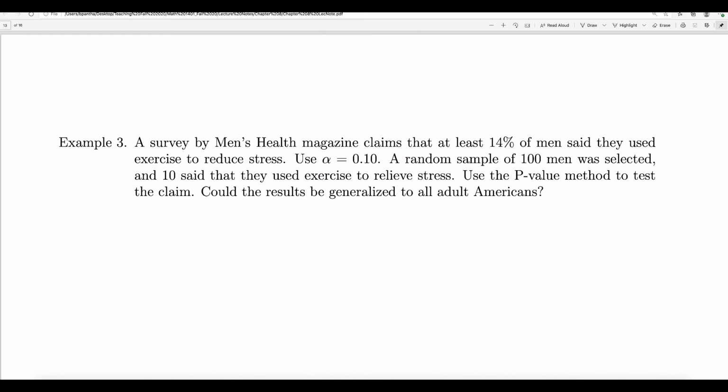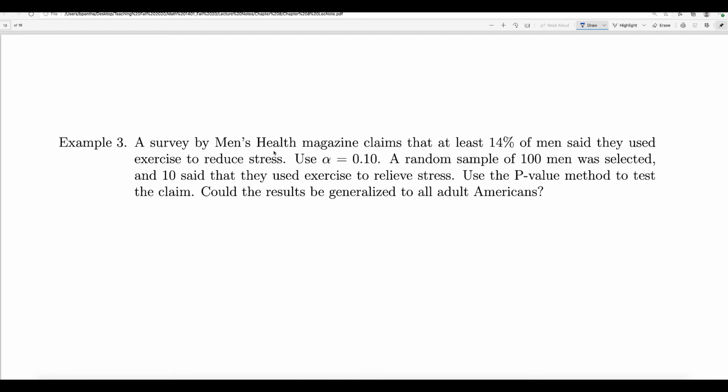Okay, let us do the last example for hypothesis testing of the proportion. This may be different from the other two, because examples 1 and 2 were two-tailed tests. This will be a one-tailed test. First of all, let us read the question and note down the given things. A survey by Men's Health magazine claims that at least 14% of the men said they used exercise to reduce the stress.